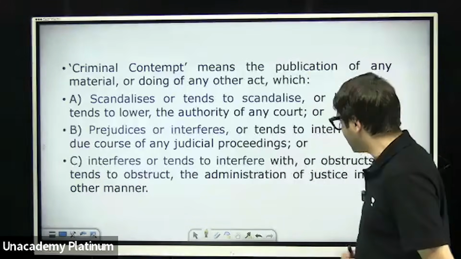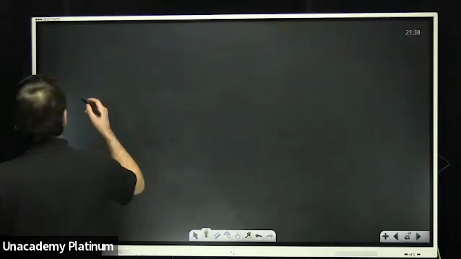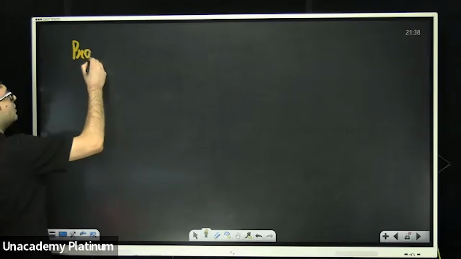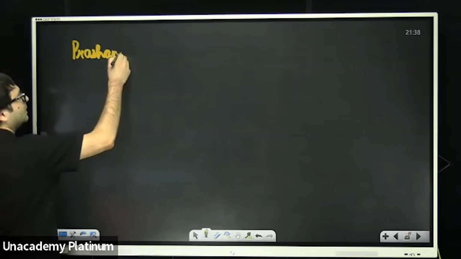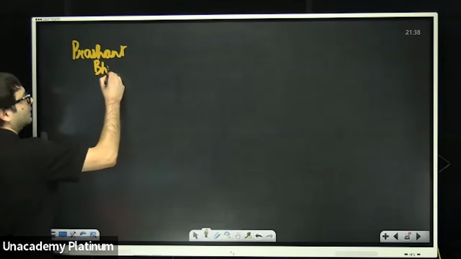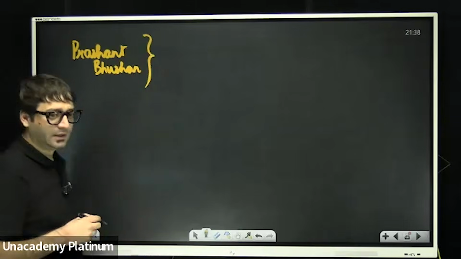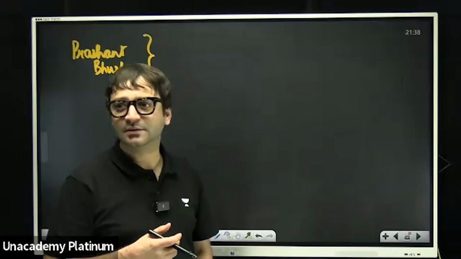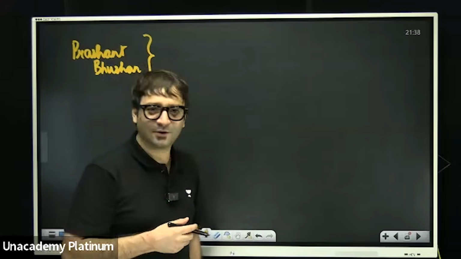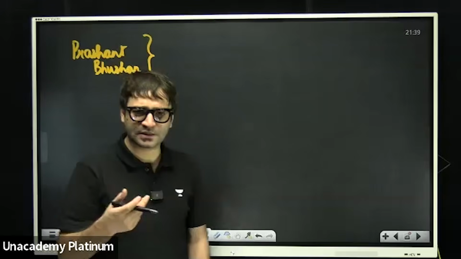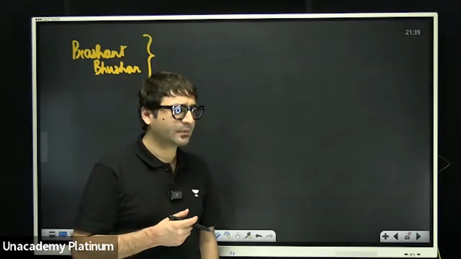How? I'll give you an example. Here is an individual. His name is Prashant Bhushan. Have you heard of him? Yes, sir. He paid 1 rupee for contempt of court. I think he paid. Okay. Prashant Bhushan is a known activist, is a lawyer of the Supreme Court.